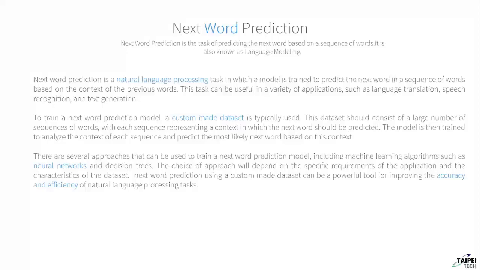There are several approaches that can be used to train a next word prediction model, including machine learning algorithms such as neural networks and decision trees. The choice of approach will depend on the specific requirements of the application and the characteristics of the dataset. Next word prediction using a customized dataset can be a powerful tool for improving the accuracy and efficiency of natural language processing tasks.